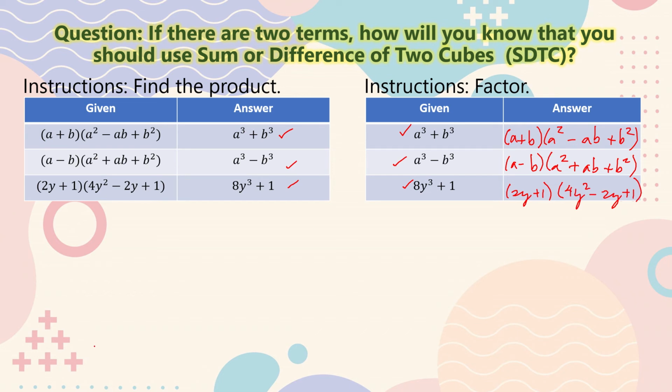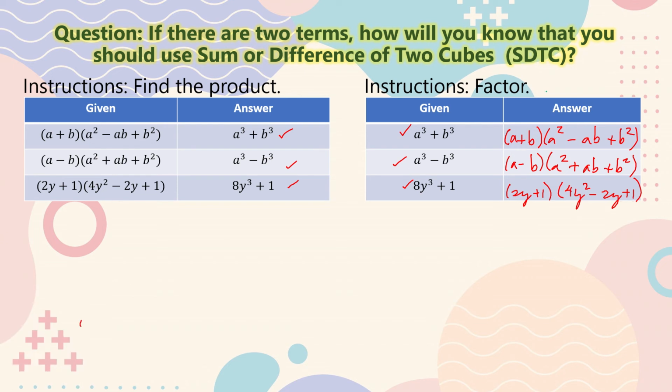The question now is, how do we know if we can use SDTC? I want you to pause this video and look at the pattern here on our right table. Look at the similarity between the three givens and figure out as well how we will get the answer, even for the span of 10 seconds. By now, you should be able to have your personal observation.